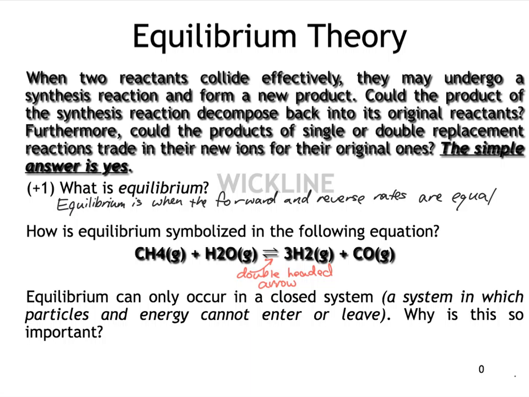Imagine that every time we went through a reaction going forward, one of the hydrogen molecules left the system. Then over time, it wouldn't be able to take the products and reform the reactants. So you have to be able to keep everything in place in order for the equilibrium to be maintained.